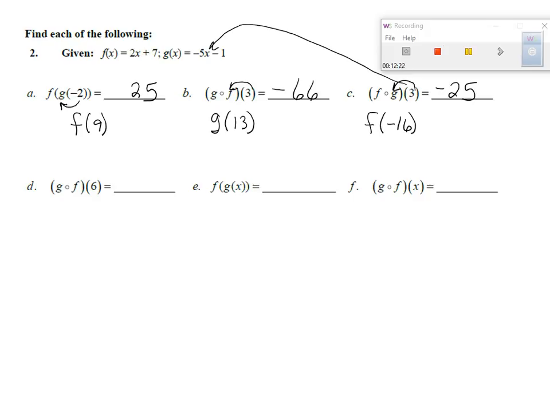Okay. Once again, g composition f of 6, plug 6 into the function of f. So I'm going to plug 6 right there. 2 times 6 is 12, plus 7 is 19. Now I need to find g of 19. So I'm going to plug 19 right there and get negative 96.